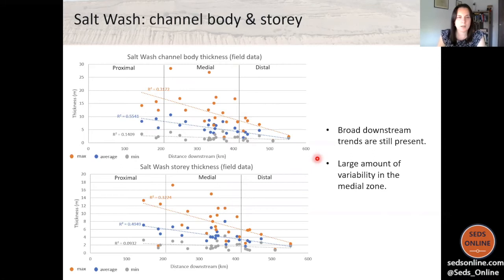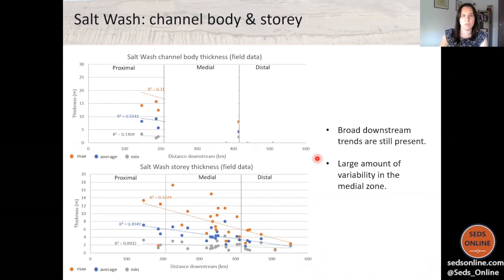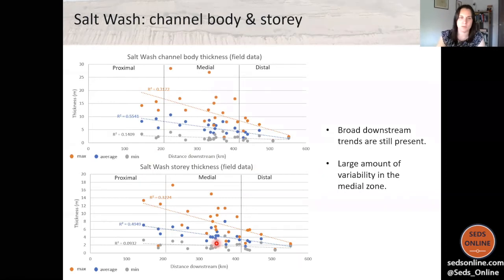I just wanted to highlight that if we cover those up and just look at the proximal data set and just look at the distal, we can see, yes, we've got those clear end members. That is that medial zone again, where things get really messy, a lot of overlap with both zones, and it's not its own distinctive zonation or clustering of data. We see exactly the same with the story data set, and if anything, to a worse extent, which mirrors what we were seeing with the Huesca, where the trends were less apparent in the story data set, but even less so with the salt wash data set.